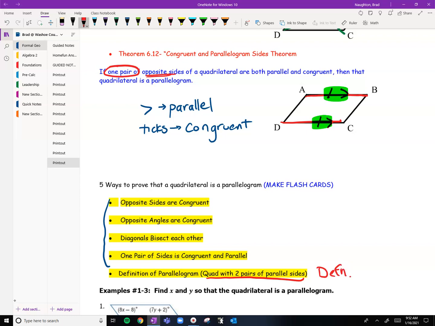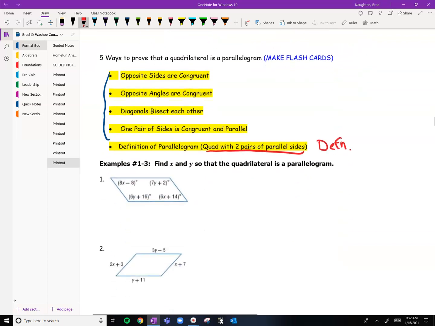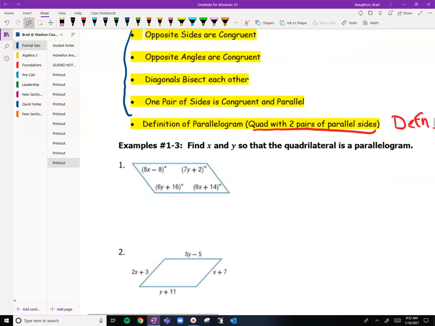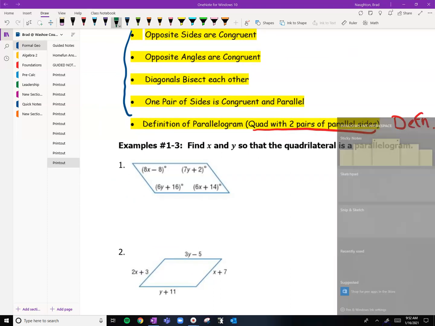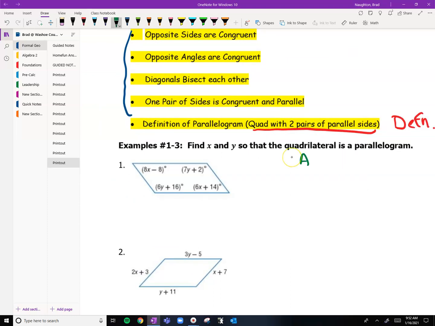Again, today is all about algebra, so let's roll into the algebra. It says find x and y to make this a quadrilateral. To make this easier, we would all assume it is a parallelogram and then go to town. But for this to be a parallelogram, we know that these opposite angles need to be the same. So we're going to do 8x minus 8 is equal to 6x plus 14.